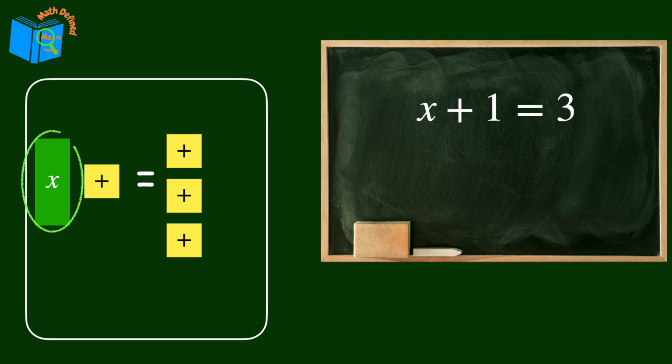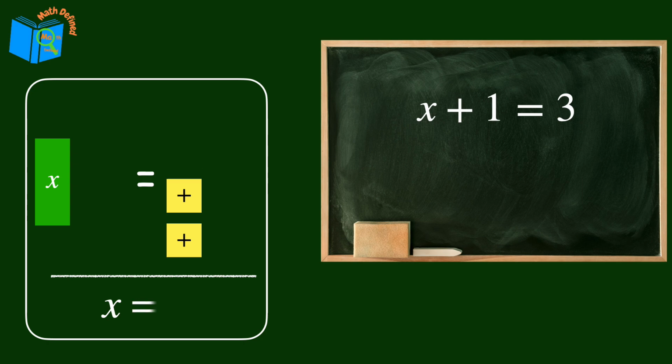We want to get x by itself on one side of the equation so that we can find out exactly what x equals. Right now, there's an extra yellow tile, or plus 1, with it. So we need to remove the one yellow tile, which will leave just the x on the left side of the equation. But to keep things equal and balanced, we must do the same thing on the right side. We'll remove one tile, leaving 2 left on the right side of the equation. So using just the algebra tiles, we see that x equals 2.